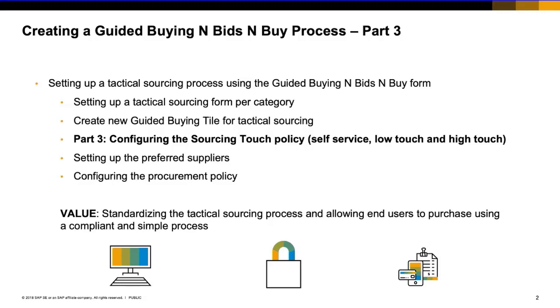So in the first two parts we discussed how to set up your tactical sourcing forms for different categories and then linking them to a new guided buying tile. So in part 3 we'll be discussing how to configure the sourcing touch policies.